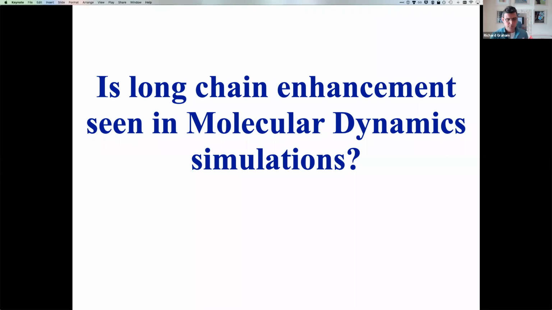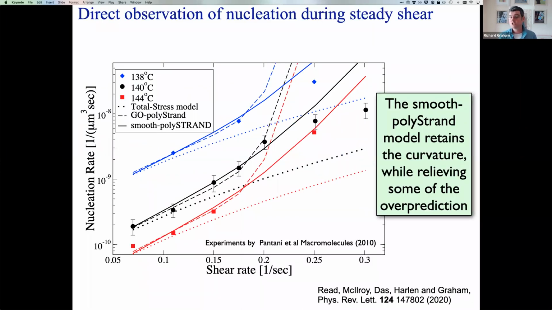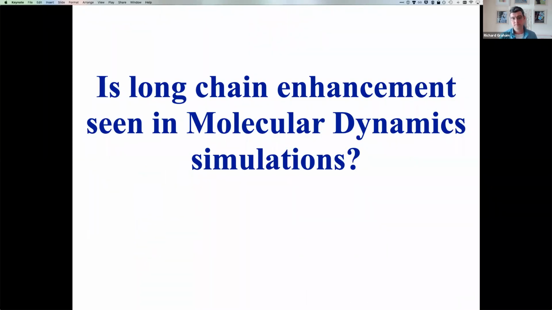Okay, but now we've reached the point where we can use our model and the predictions that it's making. Our model is predicting long chain enhancement is really important to describe the experiments, but the experiments can't tell us whether that's true or not. We can't see a critical nucleus in experiments. We can't measure its concentration. So at the moment, the only experimental evidence is via this curvature. But we're now in a position to go back to the molecular dynamics and ask that question directly, because we can see the nuclei as they appear. Can we see long chain enhancements in our molecular dynamics simulations?